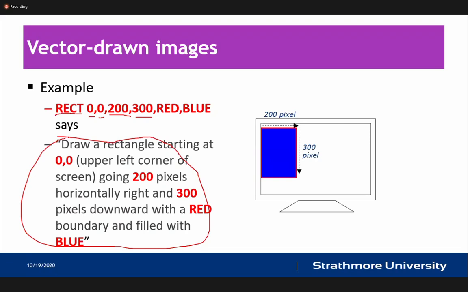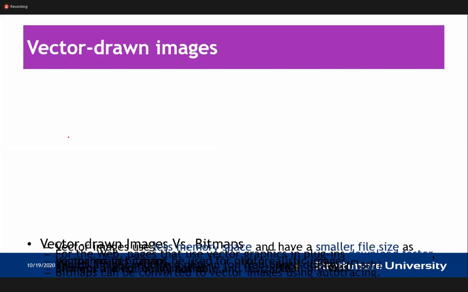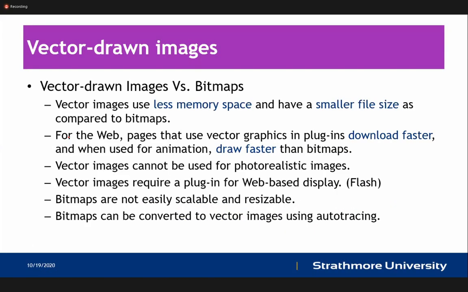Now, the difference between the two, vector and bitmap, is that vector images will use less memory space as compared to bitmap. Vector images cannot be used for realistic images.